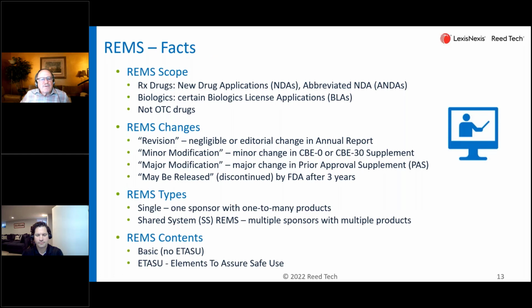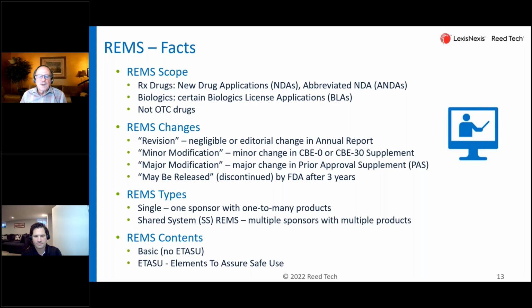Let's take a look at some of the facts surrounding this. What's in scope? So many of the drugs could have a REMS connected to them. So NDAs, ANDAs, BLAs. OTCs are not in scope, usually not that risky, so they would not be a candidate. And again, it's not all products, it's just that small segment of the full domain of drugs out there that need to be associated with a REMS.